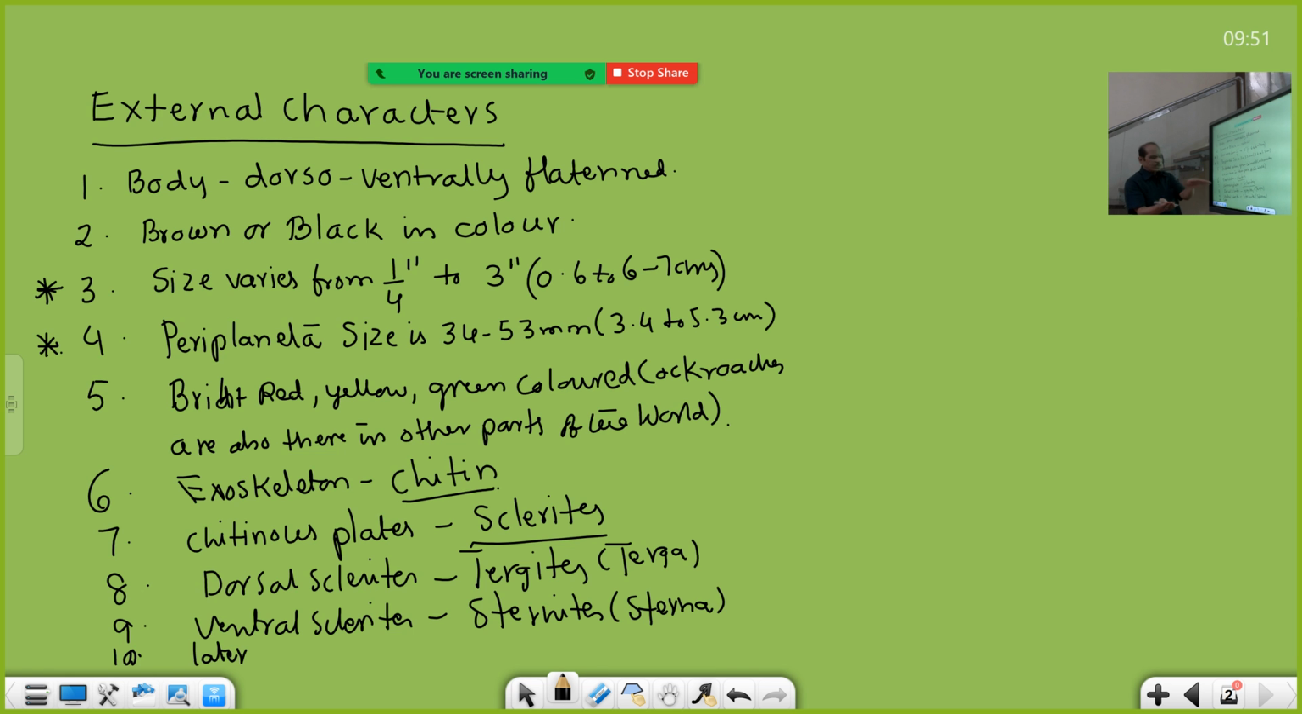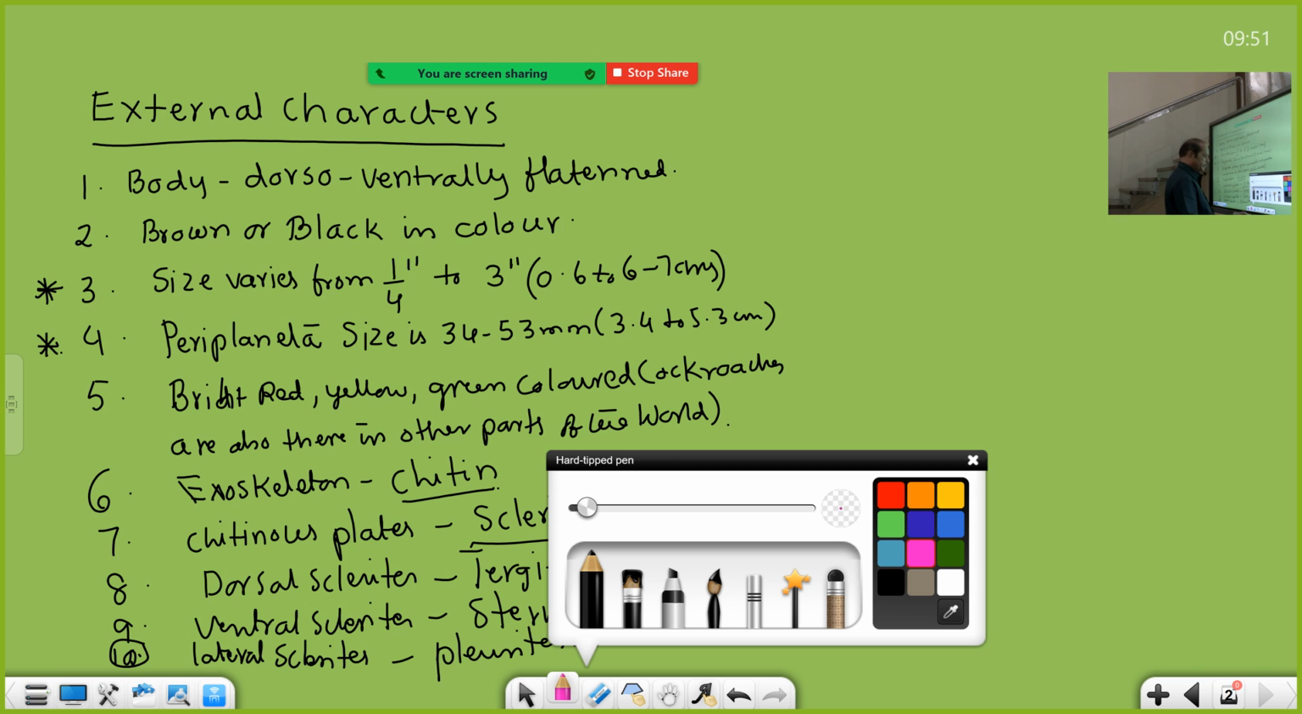The dorsal and ventral sclerites are joined by the lateral sclerites. These lateral sclerites are called pleurites. Of course, this point is not given in the NCERT book. NCERT gives only tergites and sternites, but the lateral sclerites, pleurites, are not given. That's why NCERT is an incomplete book. I have already given that nickname for the NCERT book. It is a brief account, details are not there. So now let us take this diagram, then you can understand.